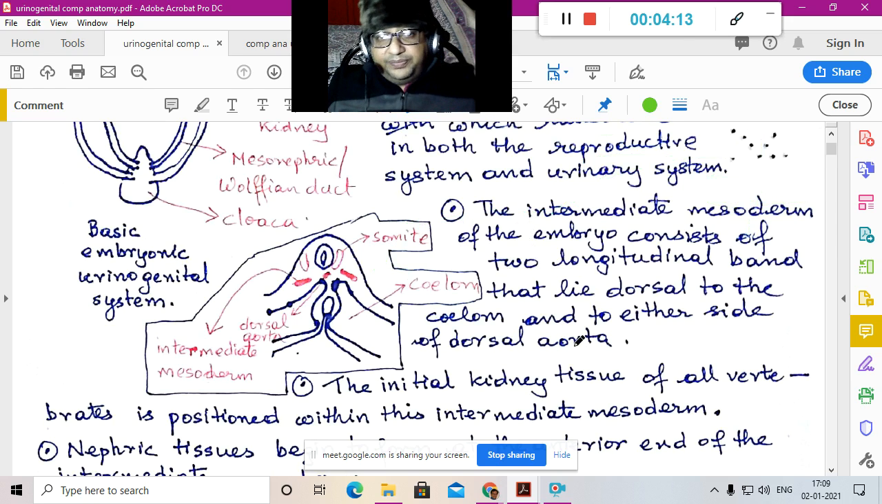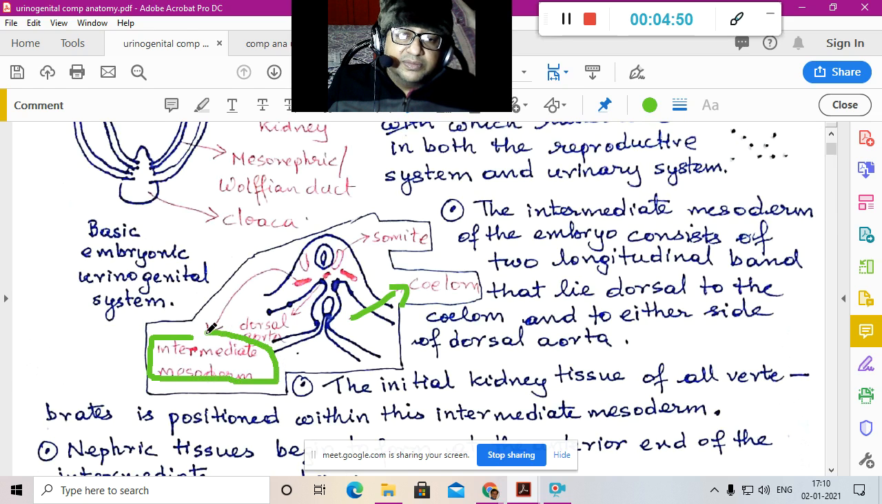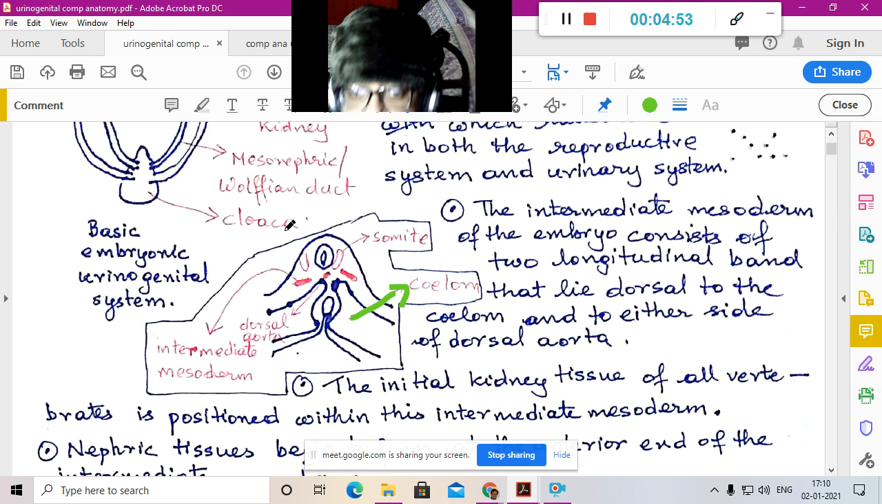Okay, now what happens if you take a section at this top region here: this is the nerve cord, this region is the coelom, on left and right, this space here. This region which has formed over here is the dorsal aorta, which will form eventually the heart. From here a certain region forms, known as the intermediate mesoderm.